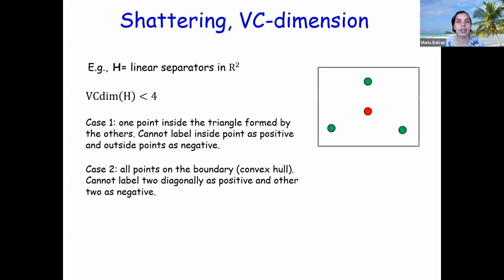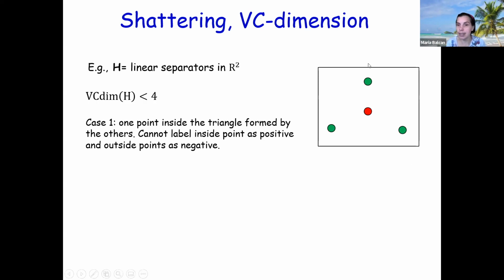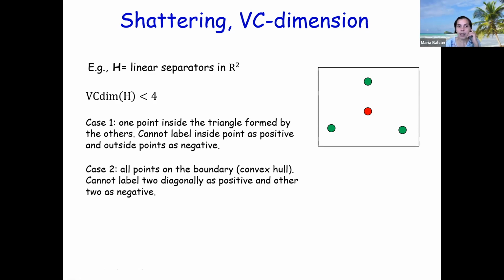The insight of the argument is that if the points are in general position, and one point lies inside the triangle formed by the others, then I cannot achieve this labeling using linear separators. Why? Because I can never label this point as negative and all the points outside as positive, since this point lies inside the convex hull, inside the triangle formed by the others. If I label these 3 points as positive using the linear separator, automatically this red point will also be labeled as positive. So this labeling is not achievable.